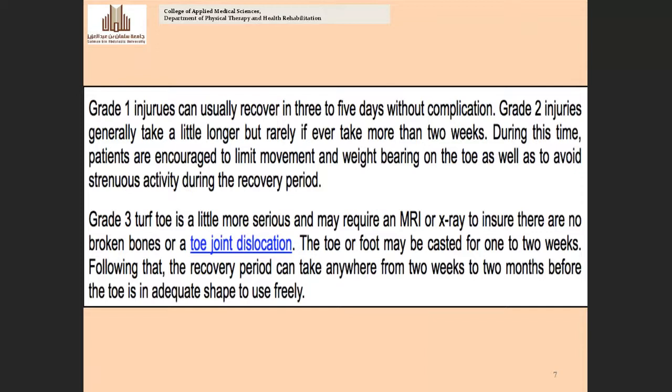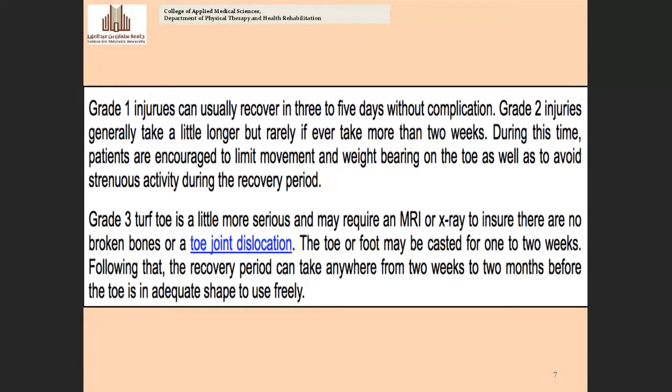Grade 1 injuries can usually recover in 3 to 5 days without any complications, because it is a very mild type of injury. In grade 2, which is a moderate type, there is tenderness and swelling, along with mild bruising and slight limitation of range of motion. During this time, patients are encouraged to limit movement and weight bearing on the toes, as well as avoid strenuous activity during the recovery period.